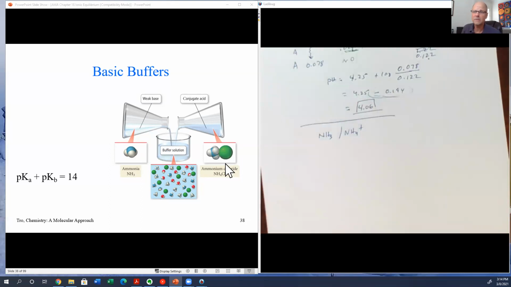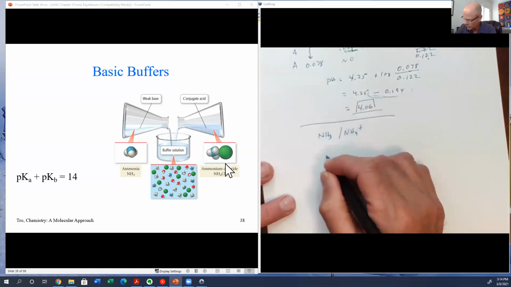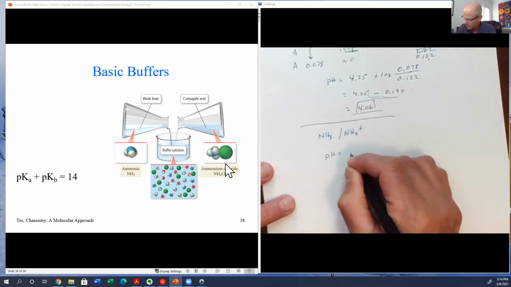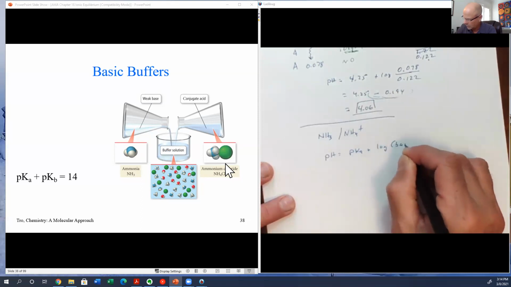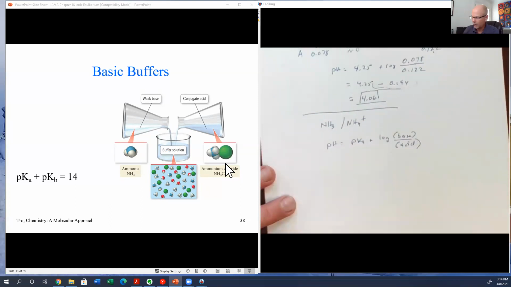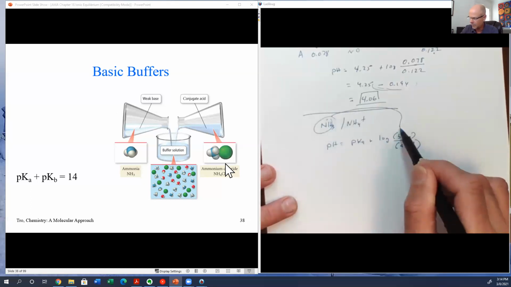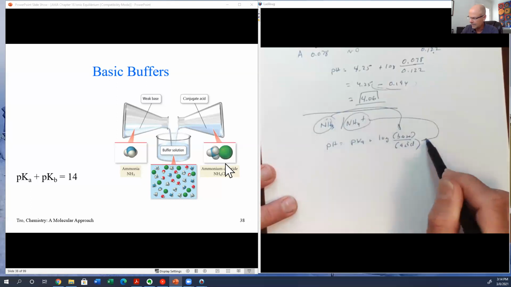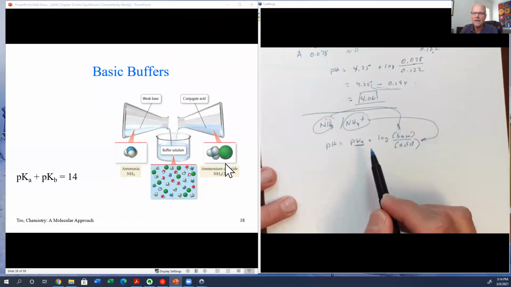The way to solve these problems is just like you solve any other problem. Once you recognize it as a buffer, what equation are you going to use? The Henderson-Hasselbalch equation. Now, the only tricky thing is that you've got to recognize that this is the base, so that's the concentration you put there. That's the acid, that's the concentration you put there. And this is pKa, not pKb.